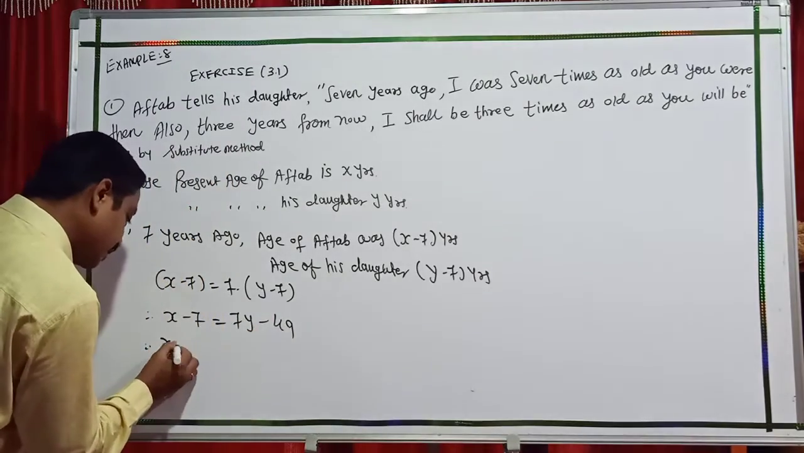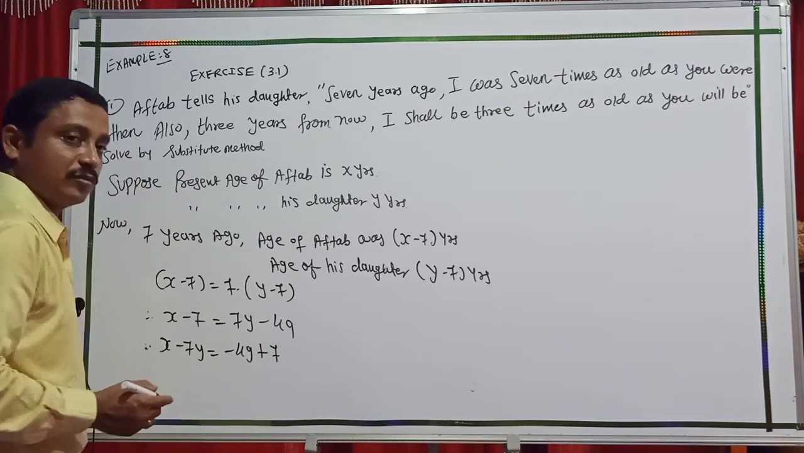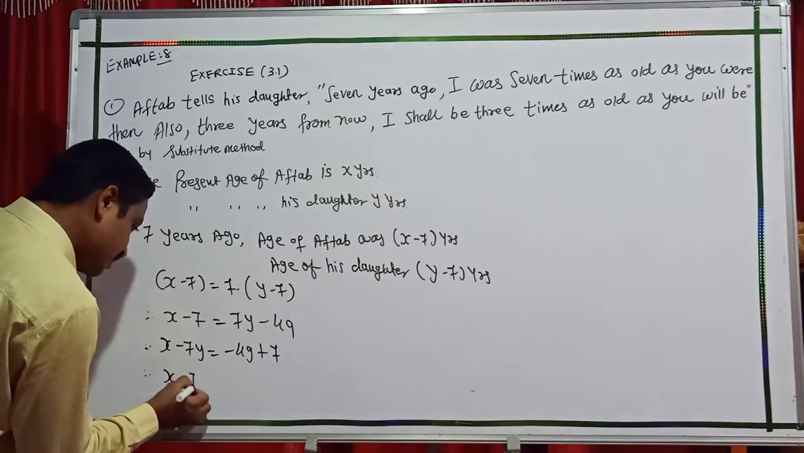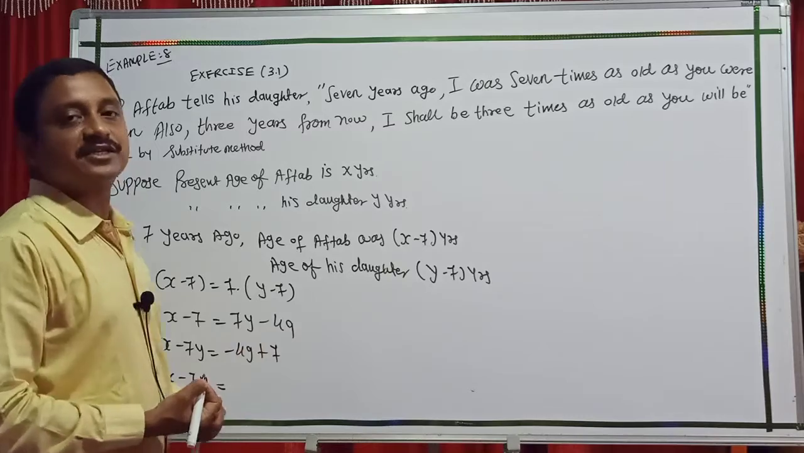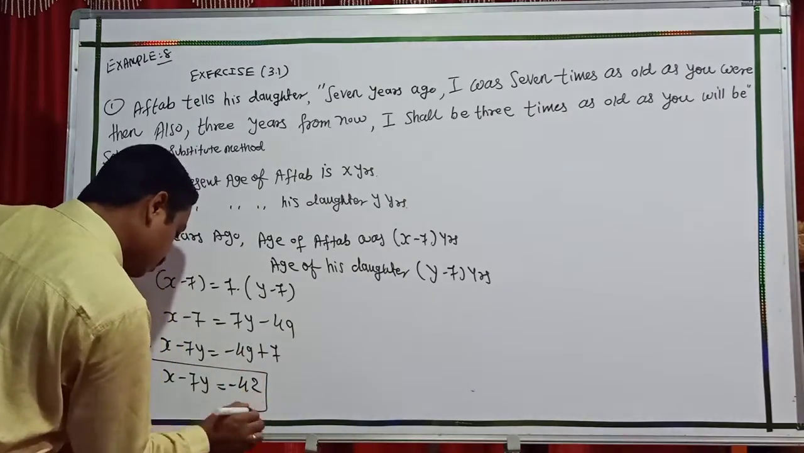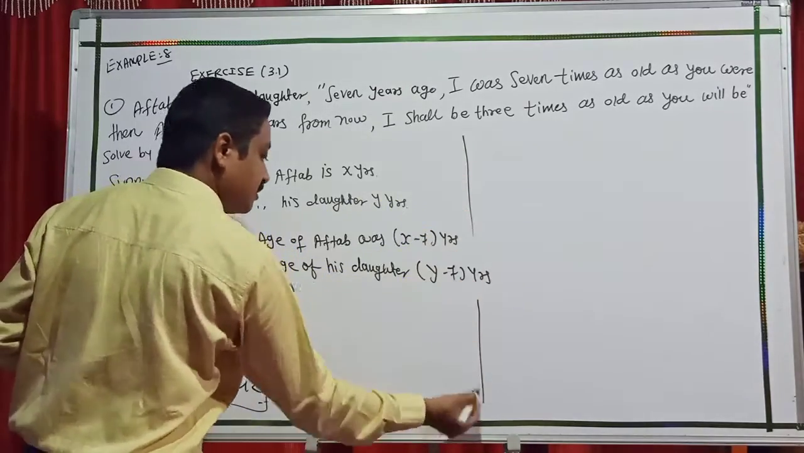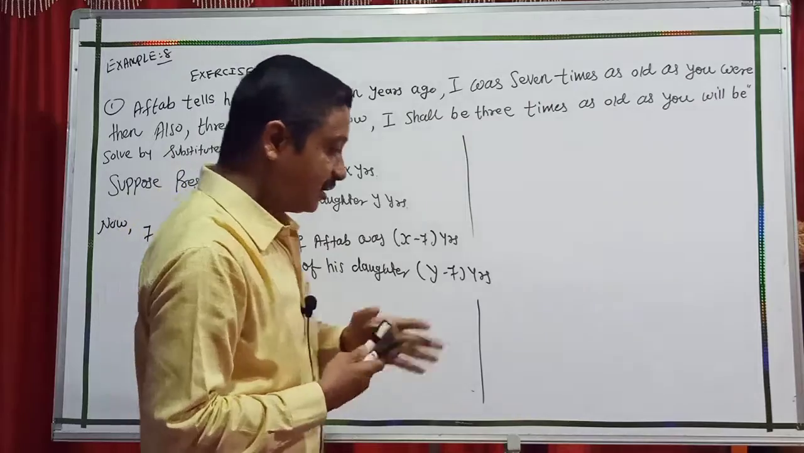So x minus 7y is equal to minus 49 plus 7. And how much is it? Yes, 49 minus 7 is minus 42. This is equation number 1, students, easily obtained. Now, second, read the question.